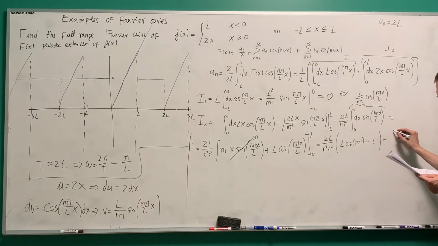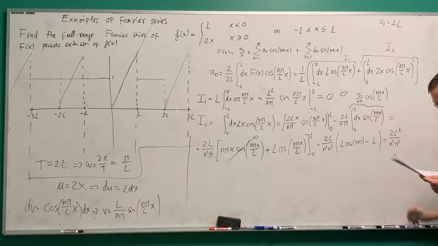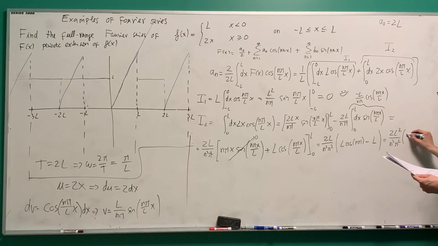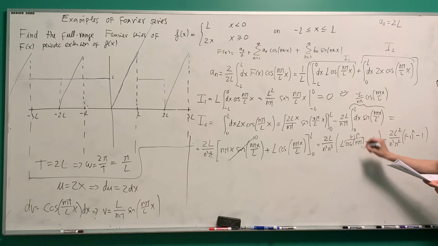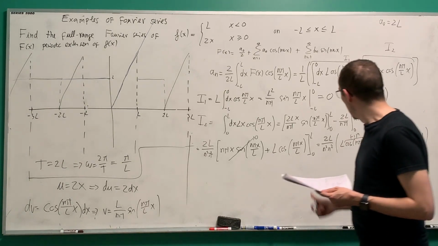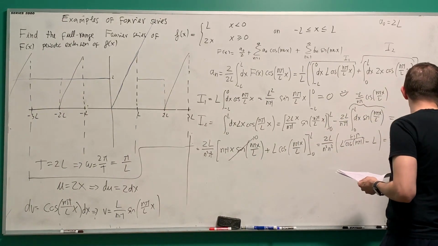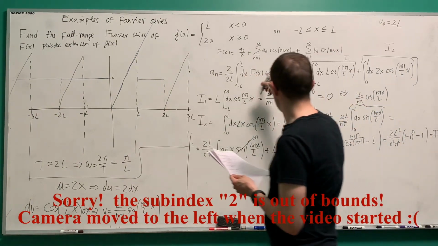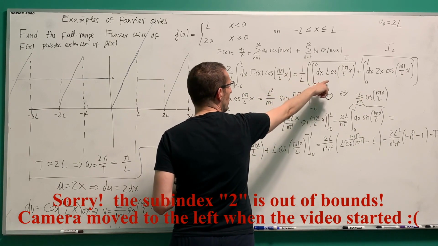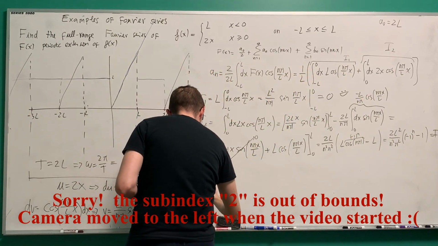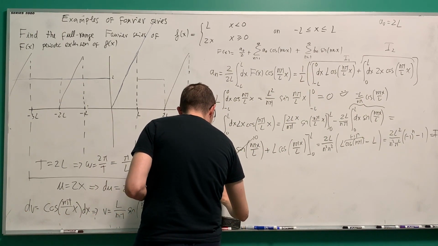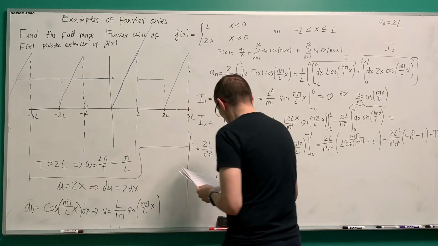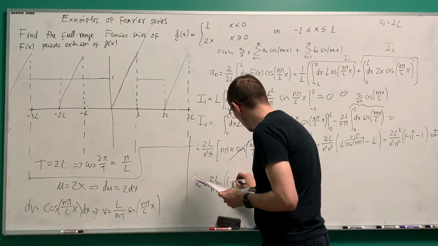Aha, but that thing is 2L squared divided by n squared pi squared, minus 1 to the n minus 1. Remember, this is minus 1 to the n. All right. Now, that's I2, that's the result of I2. I can plug it into the expression of AN. The only difference is because I1 is 0, it's just a factor 1 over L. So AN is equal to 2L divided by n squared pi squared multiplying minus 1 to the n minus 1.